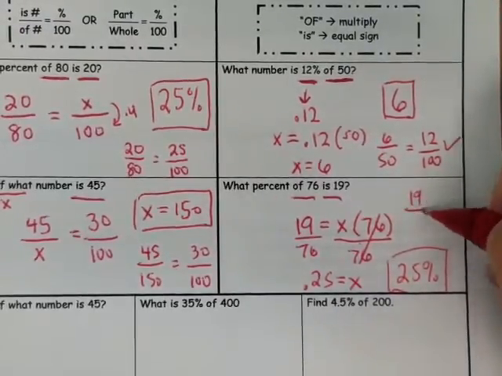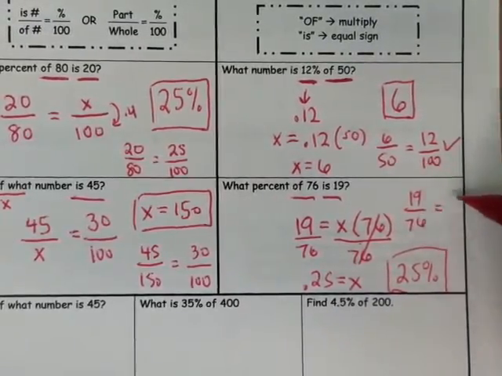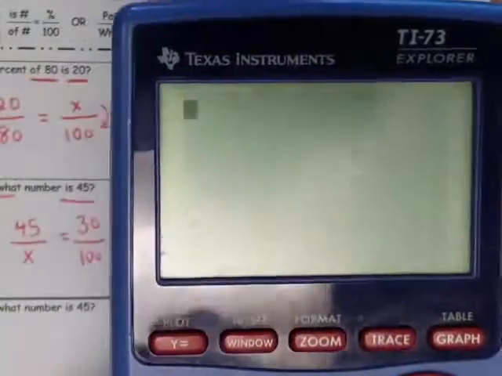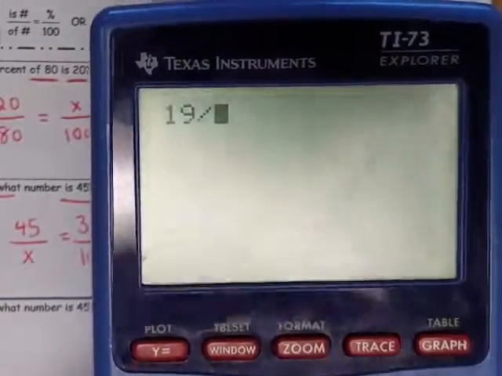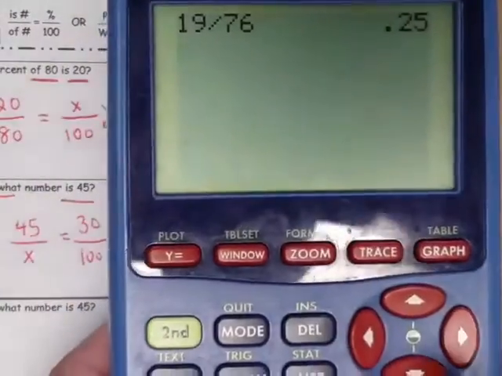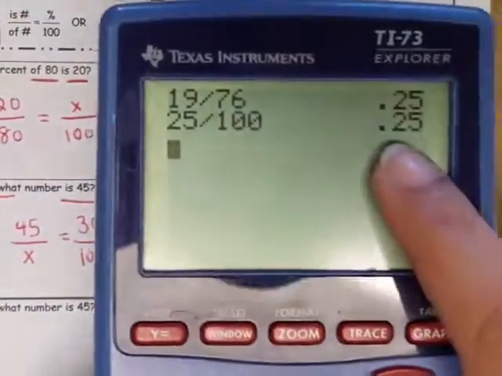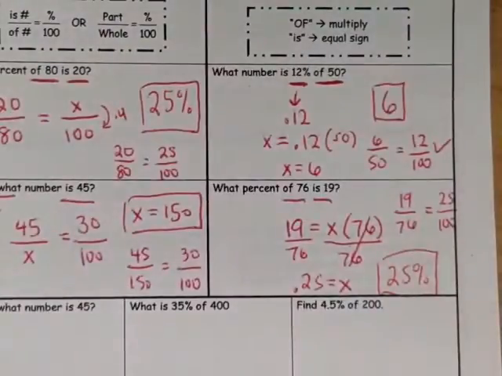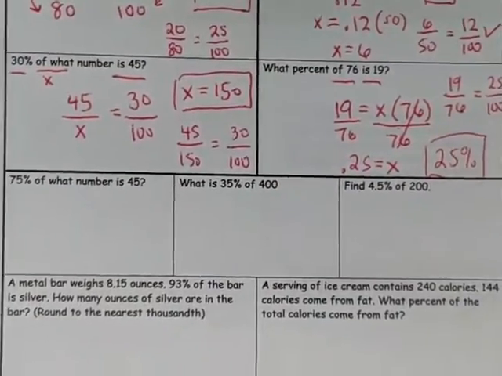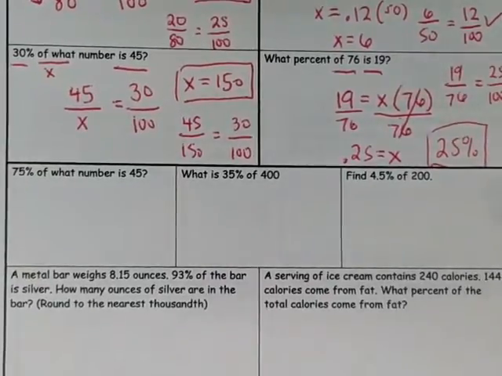I can check it. 19 out of 76, is that the same as 25 out of 100? I can do the decimal: 19 divided by 76 is 0.25, and 25 divided by 100 is 0.25. So you see that they do have the same relationship, okay? The rest of these are very, very similar, so I'll do the rest of these with you, and then all of the inside is your homework, okay?